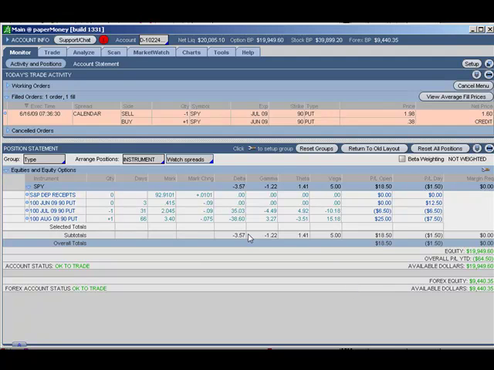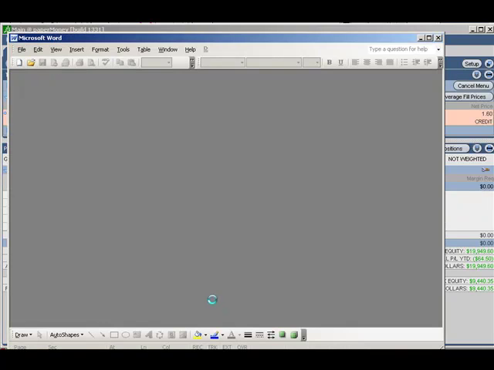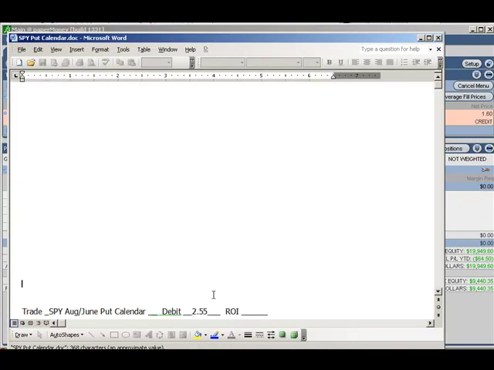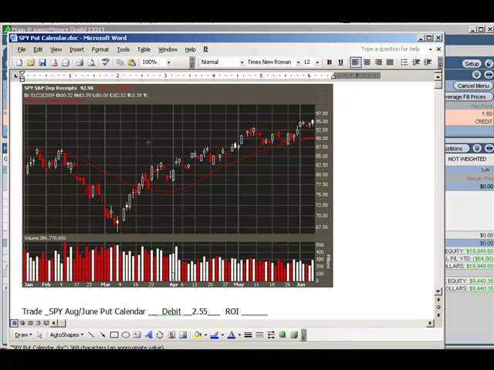One other thing that I wanted to talk about while we're on this trade management is a trade journal for this position. I didn't talk about it when I set it up, but it's probably a good time to talk about it now.